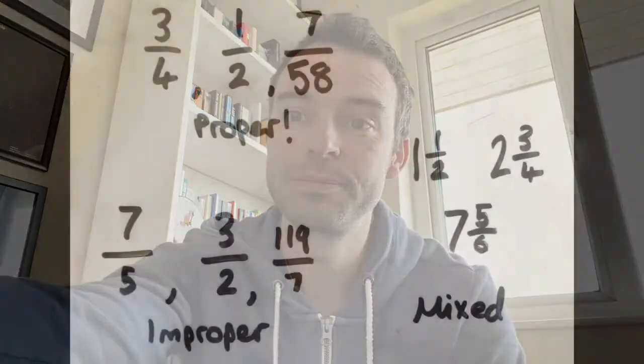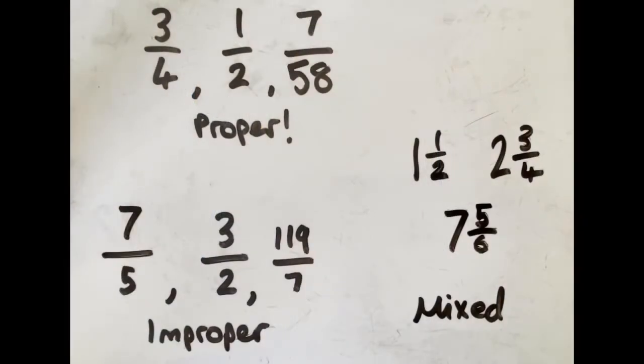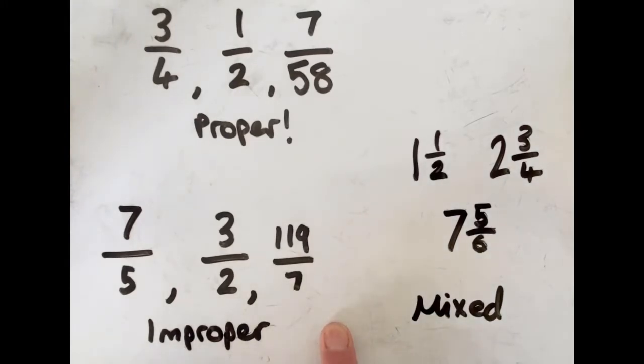Today's maths task is we are learning to convert from improper to mixed fractions. First up, here are the three types of fraction. A proper fraction, where the denominator is bigger than the numerator: 3/4, a half, 7/58. Improper fractions are where the numerator is bigger than the denominator, as you can see from these three examples.